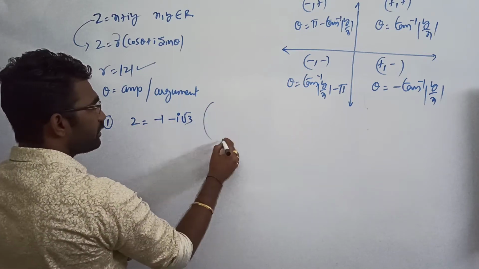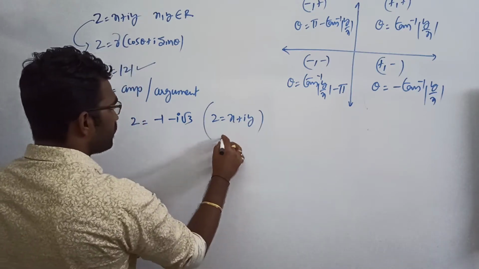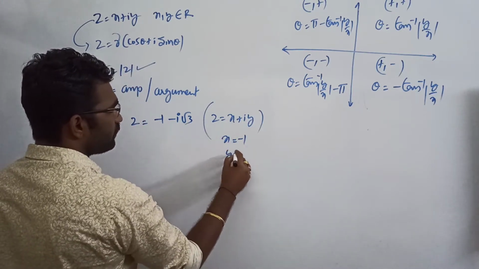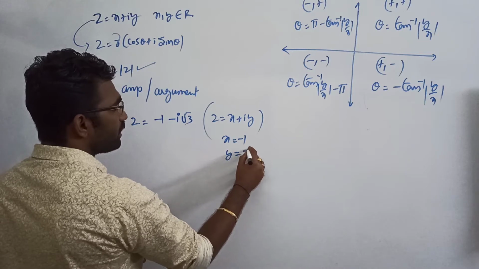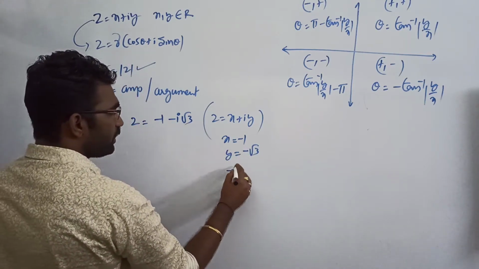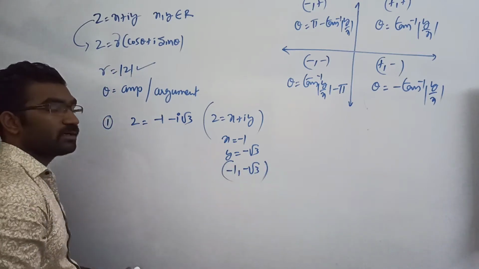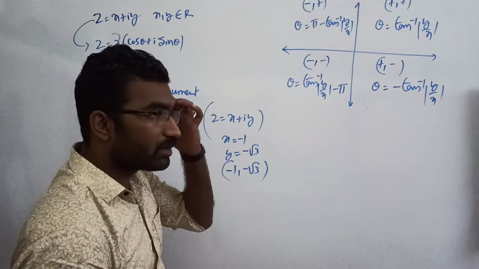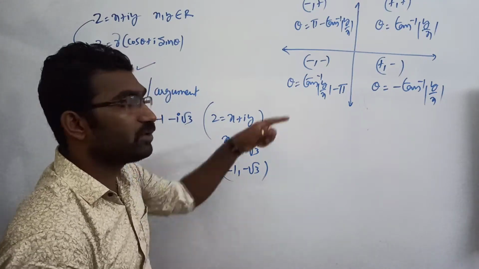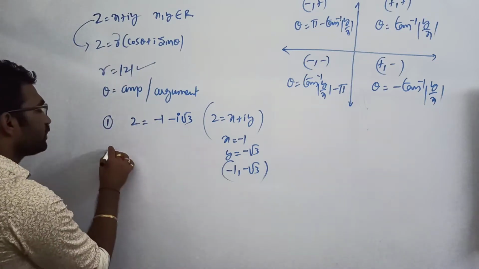If I compare this with z equals x plus iy, then the x value is equal to minus 1, and the y value is equal to minus root 3. You can take it as an ordered pair, minus 1 comma minus root 3. This is also called the respective point, and I am going to recognize in which quadrant it lies. Before that, we will find the r here.